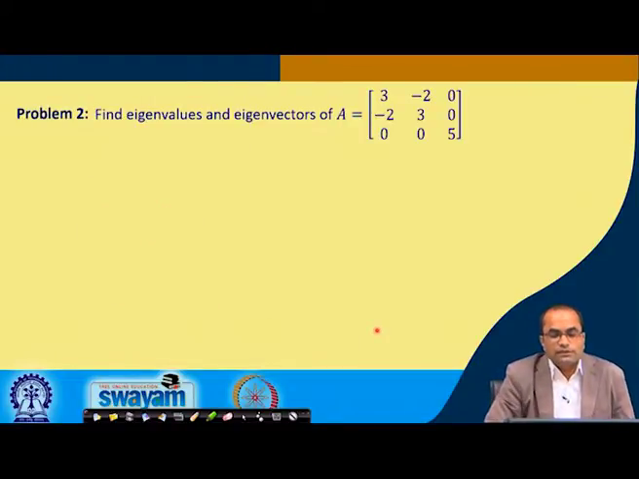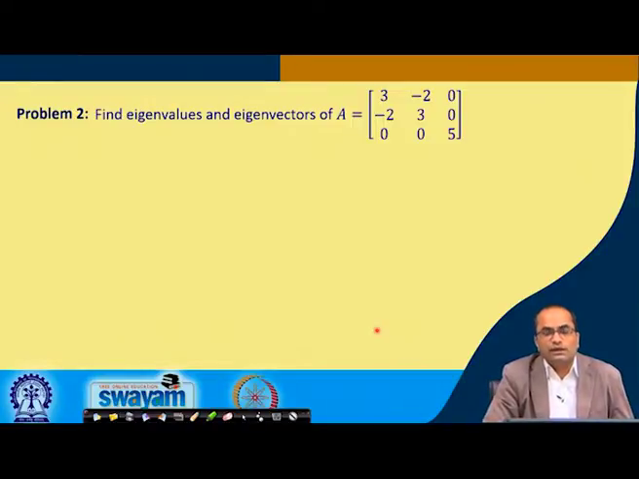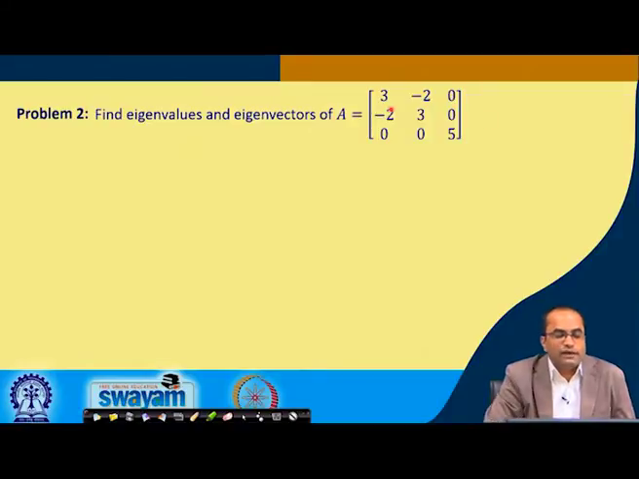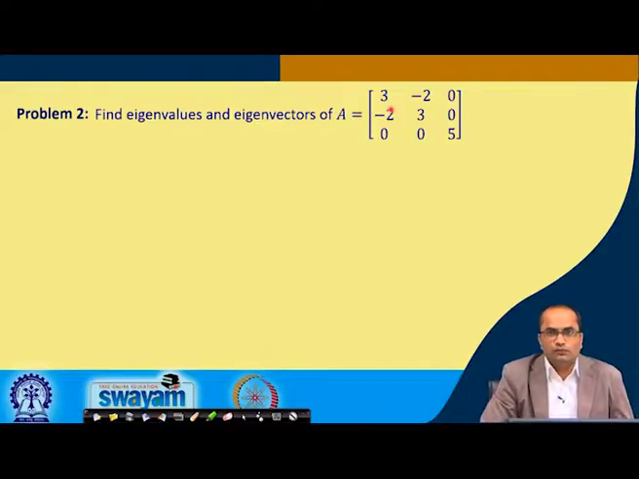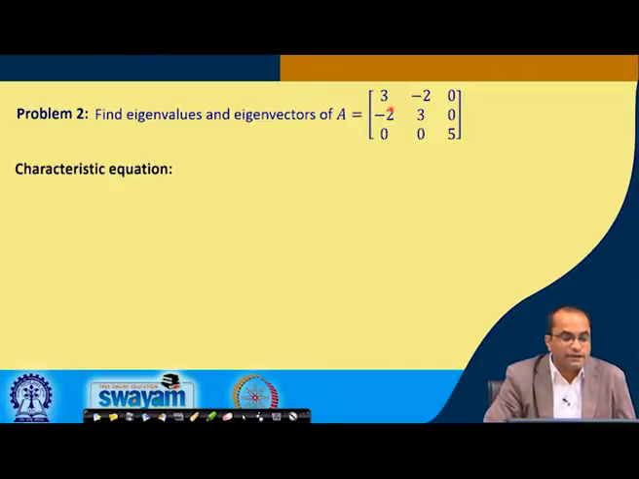Another problem, this is a 3 by 3 matrix, 3 minus 2 0 and so on. Here again we want to find the eigenvalues and eigenvectors of this given matrix, which is 3 by 3 now. So, we have to again follow these steps: first we write down the characteristic equation, and from there we can get the eigenvalues.